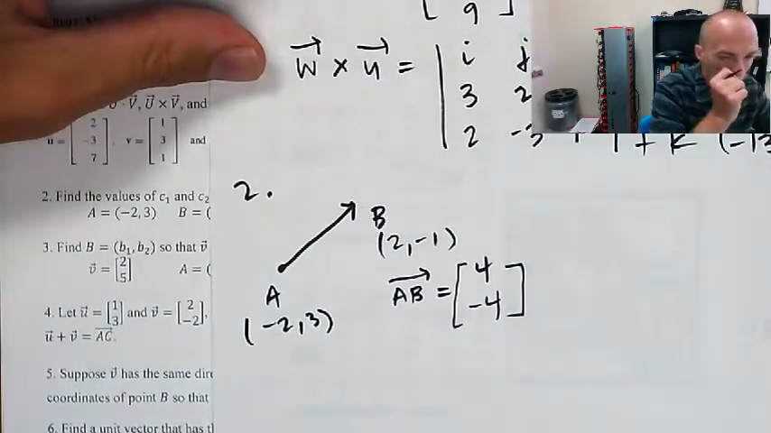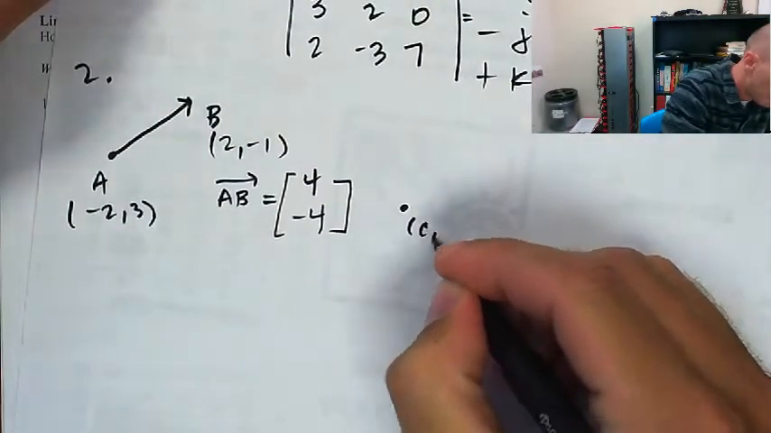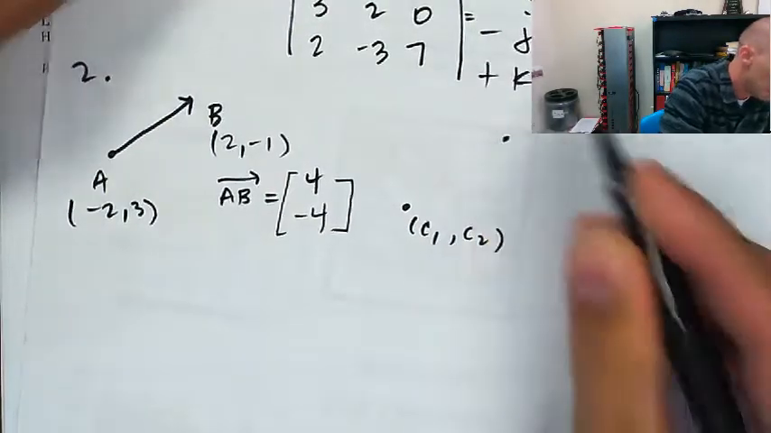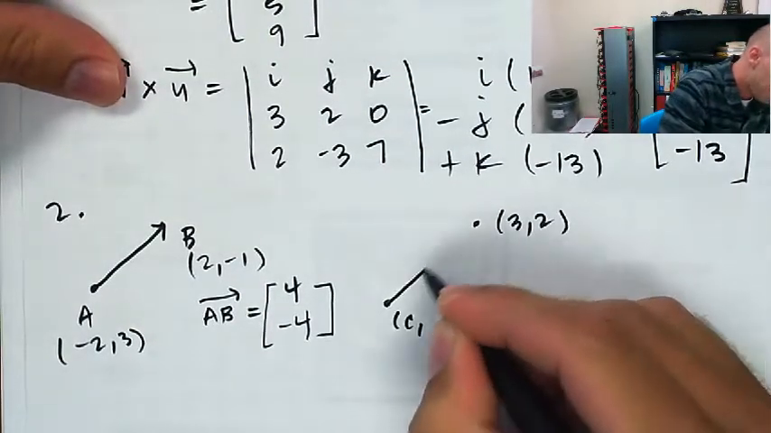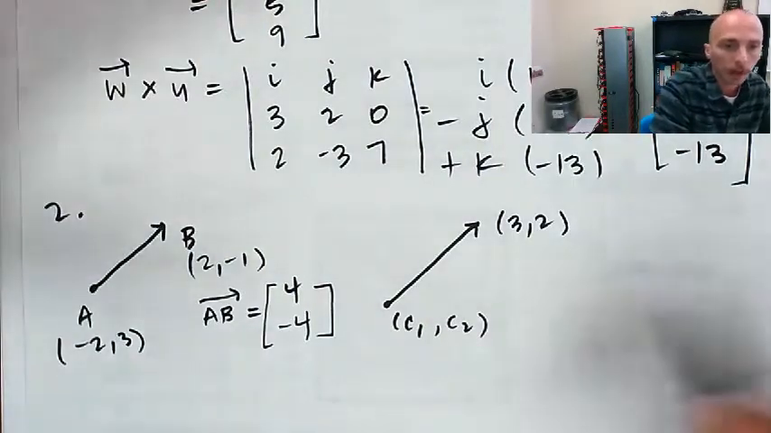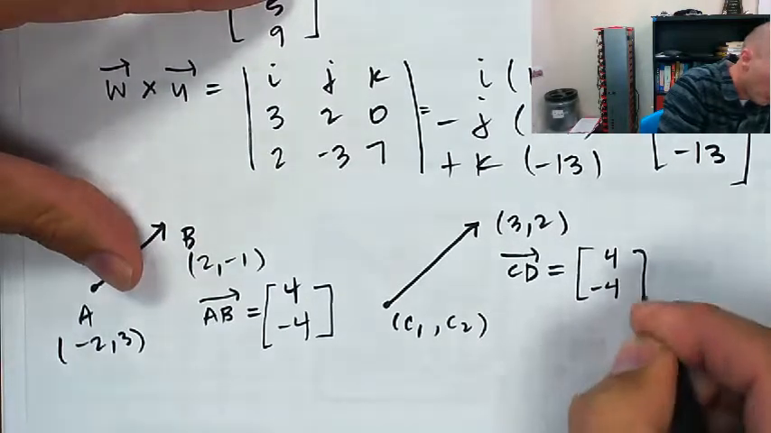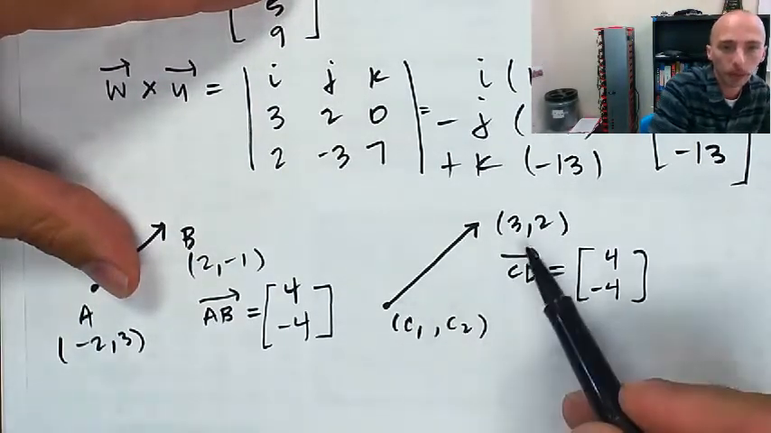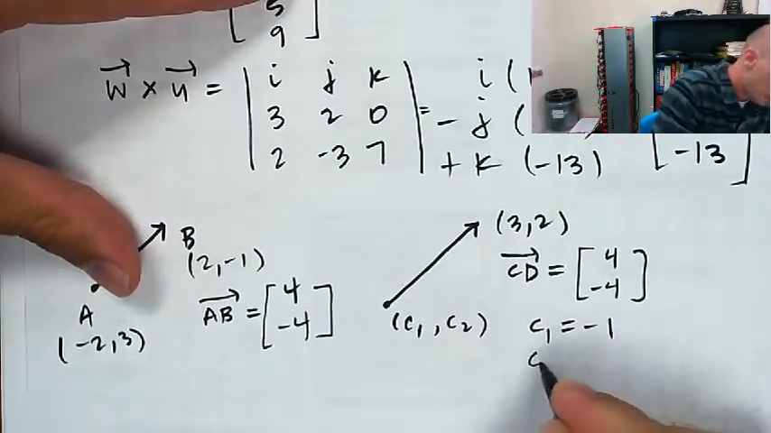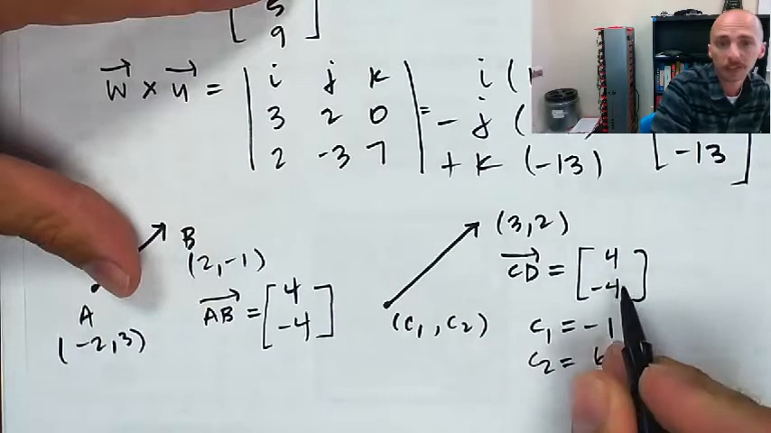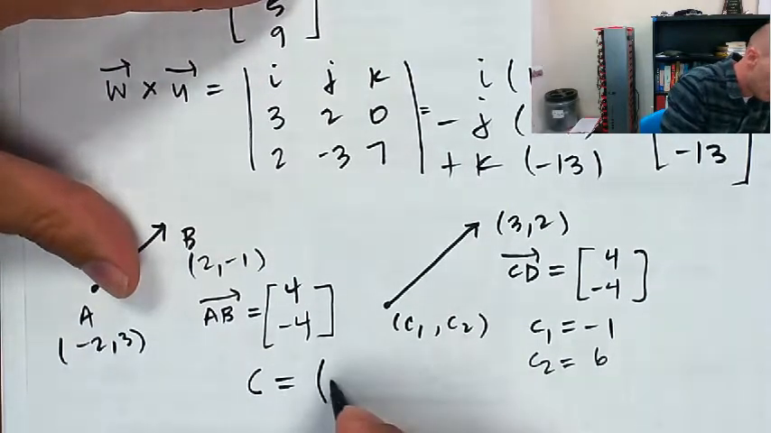Okay, so that's AB. And let's see, CD, we don't know C, so that's c1, c2, and then D is 3, 2. All right. If we want this to be the same vector, then I need CD to equal 4 and negative 4. So basically I need to find something that if I add 4 to it, I'm going to get 3. So c1 is negative 1, and c2 is going to be positive 6. If I take 6 and I subtract 4, I'll get the 2. So the coordinates of point C are negative 1 and 6.